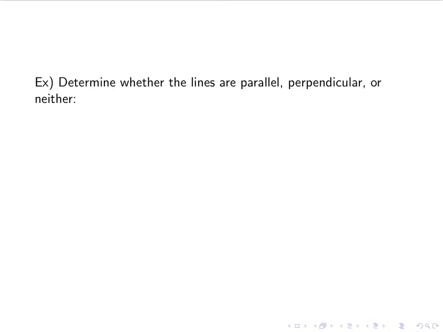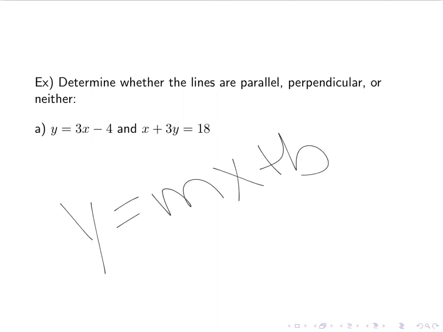So we're going to determine whether the lines are parallel, perpendicular, or neither. So we have the lines y equals 3x minus 4 and x plus 3y equals 18. So the goal here is to determine the slopes of each equation. So for the first one, it's in slope-intercept form. Remember, y equals mx plus b. So our m, our slope for the first one, must be 3.